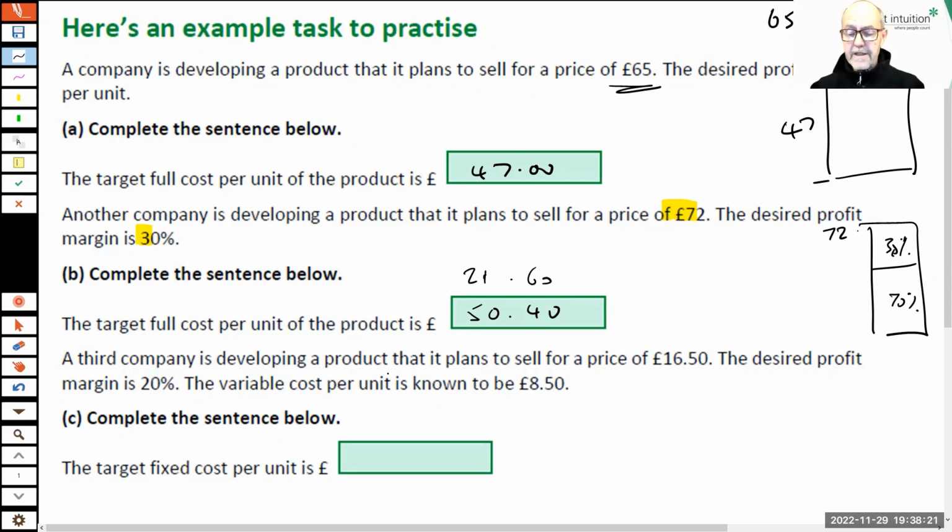Third company is developing a product that it plans to sell for a price of £16.50.